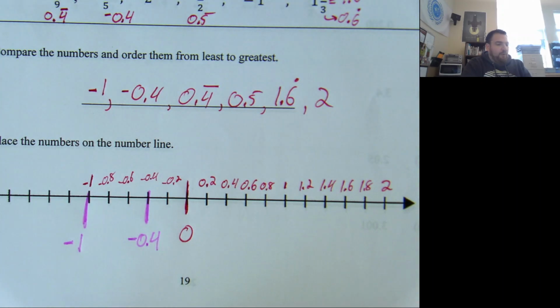Where is 0.4 repeating? Where am I going to put that on the number line? Where's 0.4 repeating going to go?